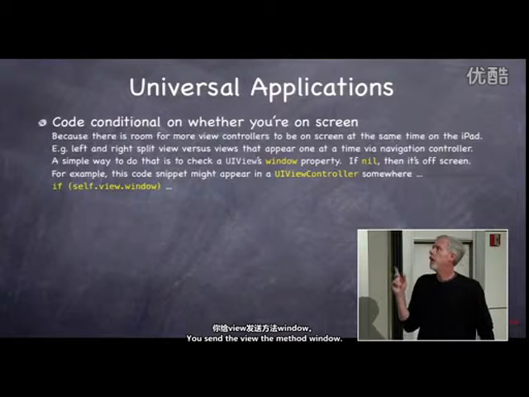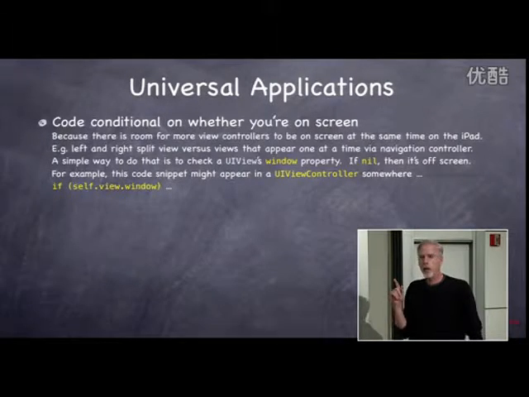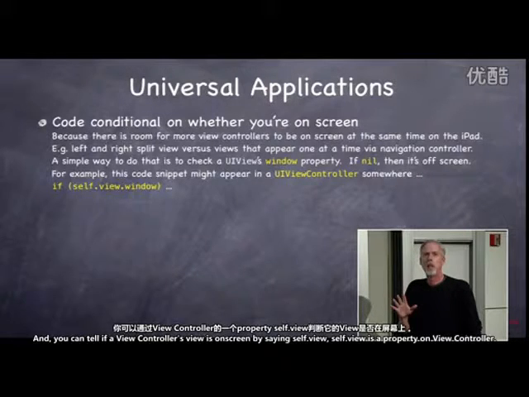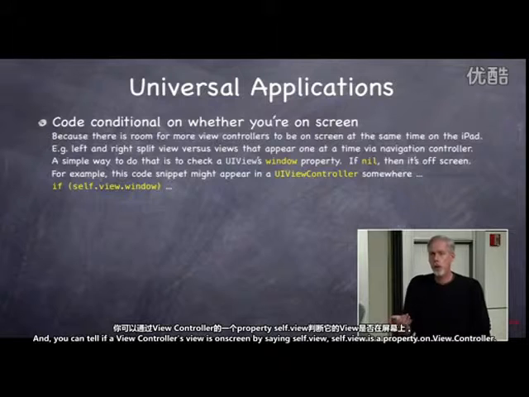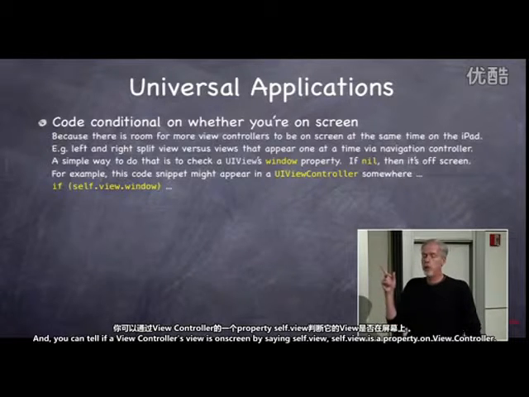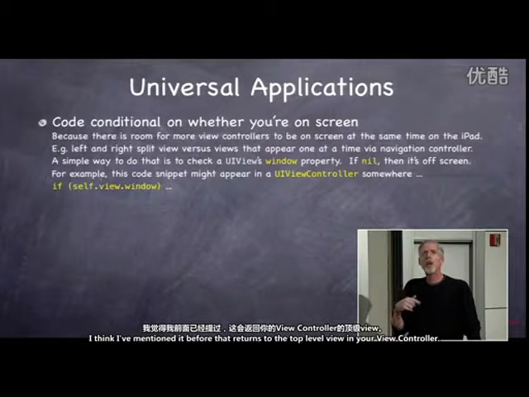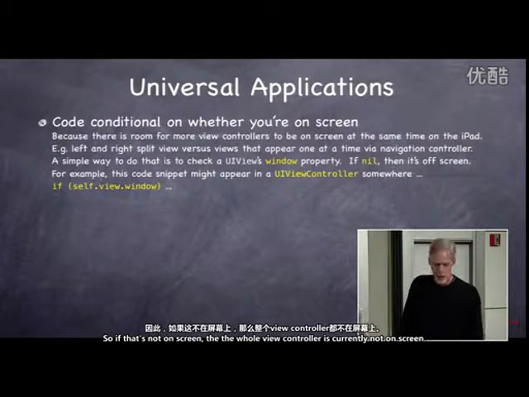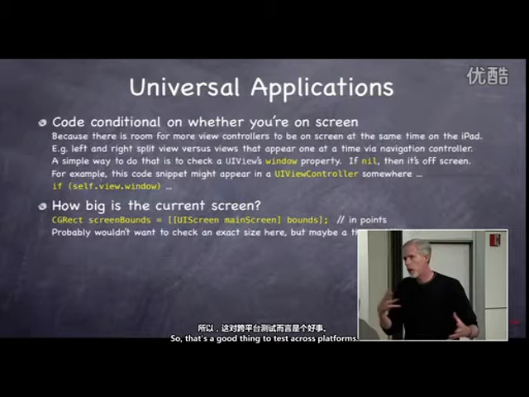You send the view the method window. And if that comes back nil, it's not on screen. Very simple way to tell whether a view is on screen. And you can tell whether a view controller's view is on screen by saying self.view. Self.view is a property on view controller, I think I mentioned it before, that returns the top level view in your view controller. So if that's not on screen, then the whole view controller is not currently on screen. So that's a good thing to test across platforms.